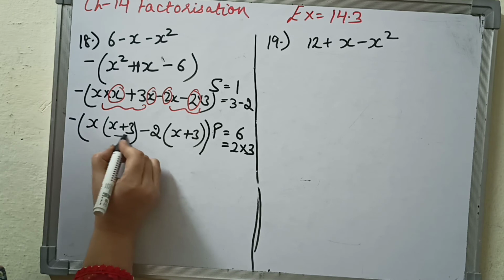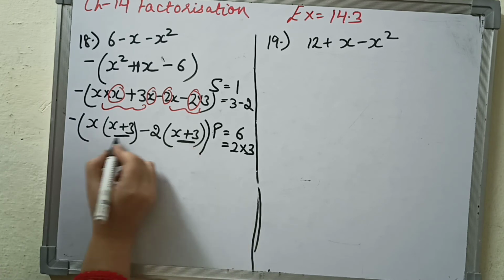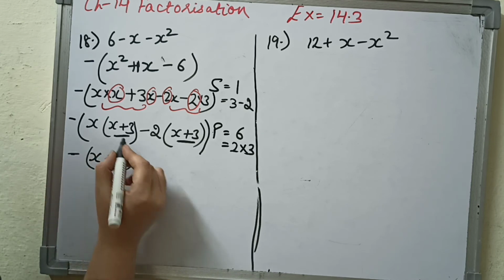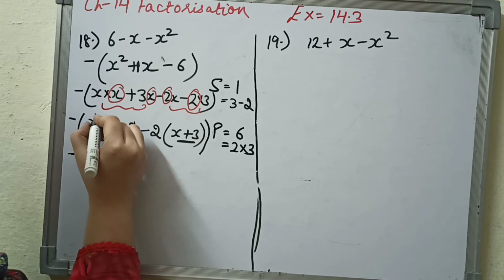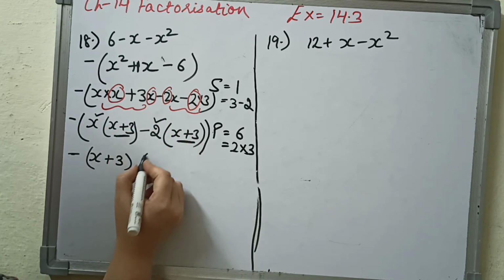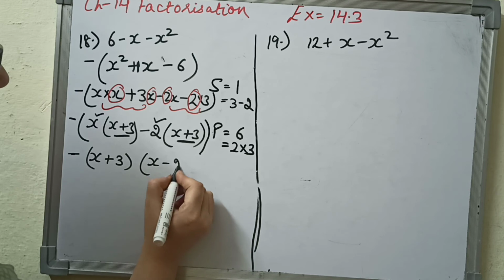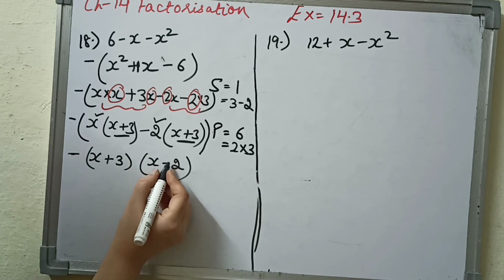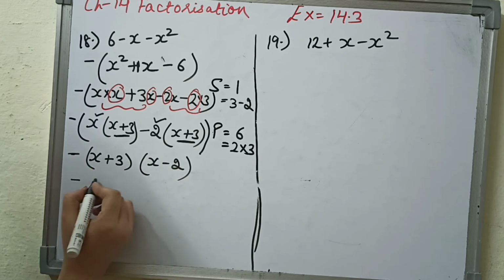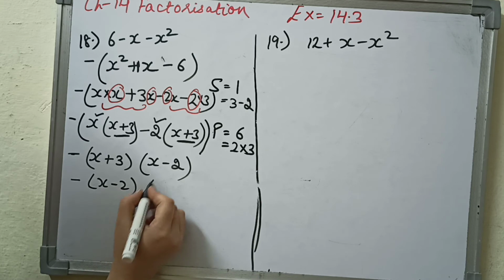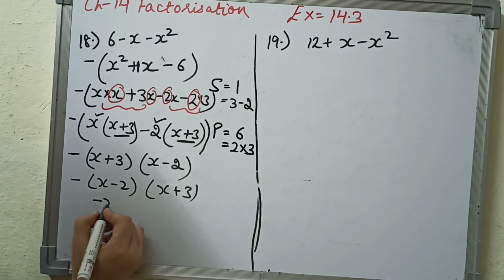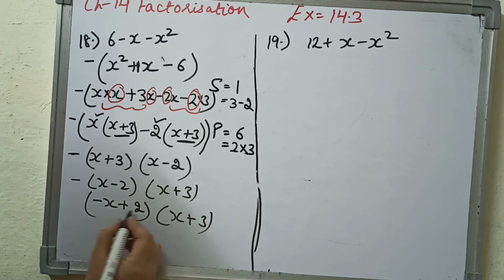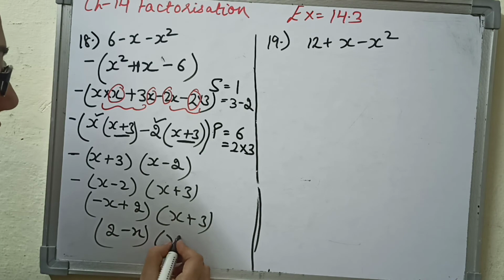So again we see in the first term and in the second term x plus 3 is the same. So I write down x plus 3 as a common with a negative sign, and in the first term x is left, in the second term 2 is left. So we put these two terms in the second bracket, it becomes x minus 2. Now minus, we have to multiply it with any one of the brackets. I am going to multiply it with x minus 2. So it becomes minus x minus minus plus 2. So the answer is 2 minus x and x plus 3.